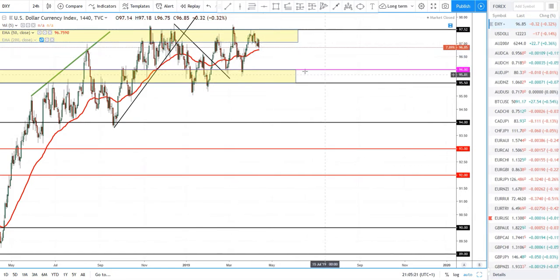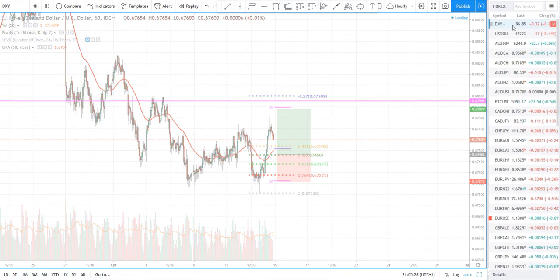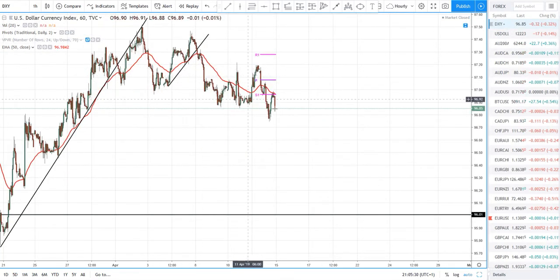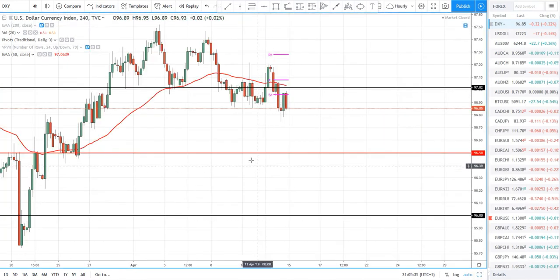So with that said, I am bearish on this pair now. I did say on the lower time frames, once we do break the 97 level, I'll be looking for shorts to the downside. This is the 1 hour chart. Let's go to the 4 hour chart, which is where the action happened to start with.